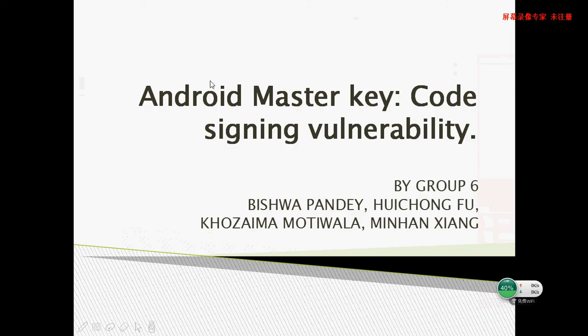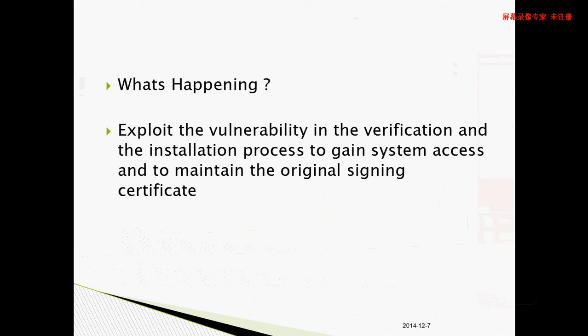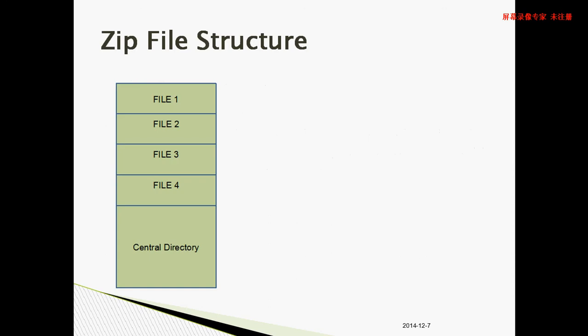So our project is about the Android master key code signing vulnerability. Our group number is GROUP6 and the group members are BISHWA, KHOZAIMA and Minhan. So what's happening here? We are exploiting a vulnerability in the verification and installation process of an Android application to gain system access, while at the same time maintaining the original signing certificate.